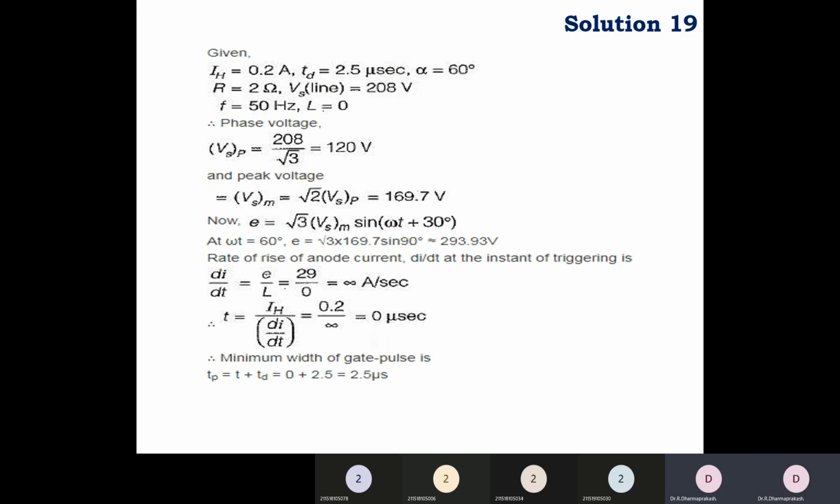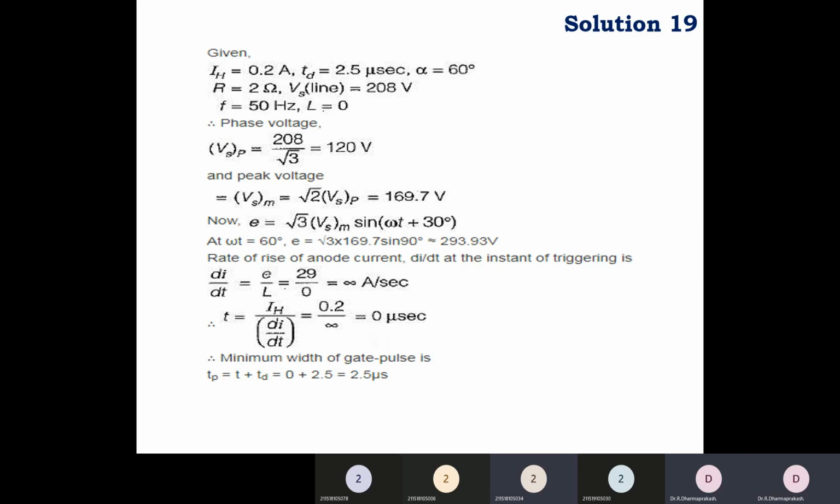Phase voltage Vs is equal to 208 by root 3, that is 120 volts. And peak voltage is equal to root 2 into this Vs phase, that is 169.7 volts. And this gives us root 3 Vs maximum into sine of omega t plus 30 degrees. At omega t equal to 60, E is equal to root 3 into 169.7 into sine 90, that is equal to 293.93 volts.